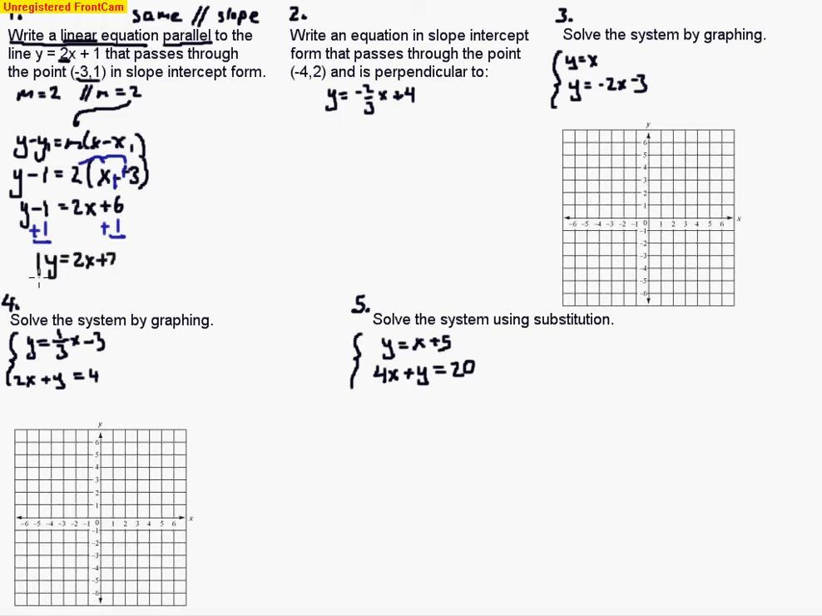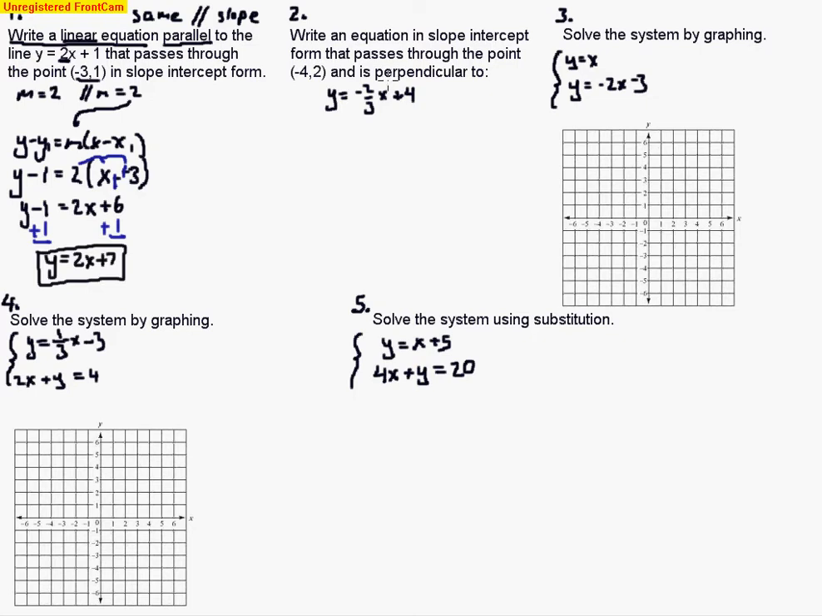There is our answer. Again, always box your answers on that test. Well, let's take a look at the next one. Again, we're going to write an equation. So what formula are we using? Point-slope right here. That's the formula we need. So it says this time we're going to write it in slope-intercept form, passes through a point. There's our point we're going to use, and is perpendicular.